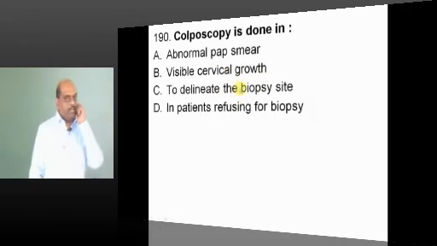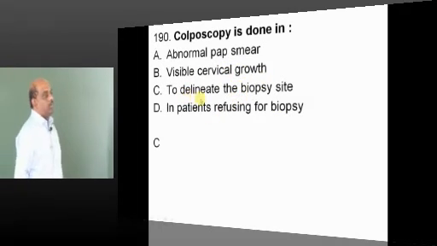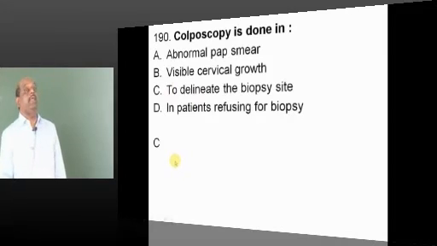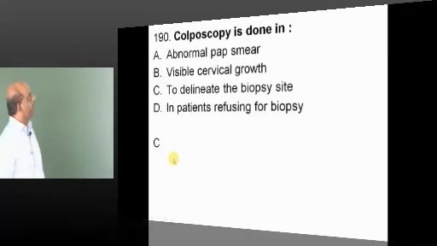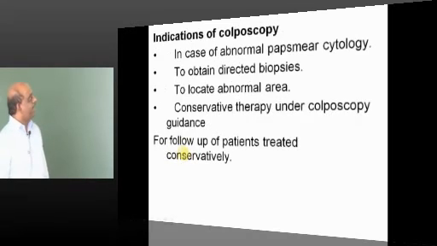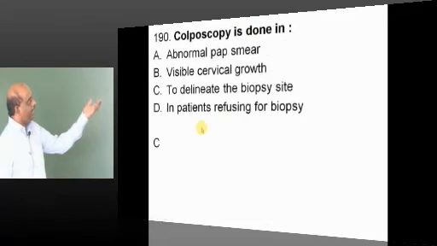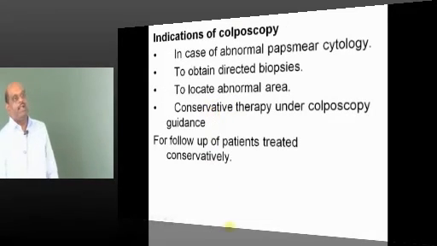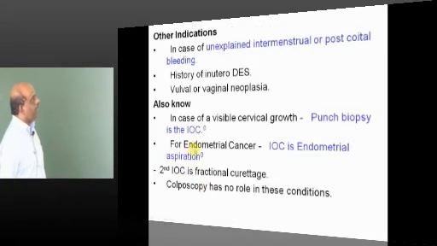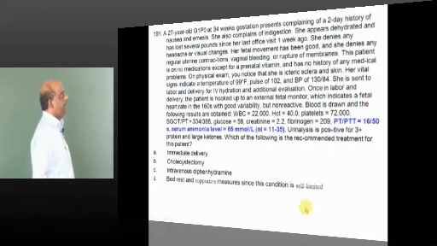Colposcopy, why do you do it, doc? Abnormal pap smear. A, sir. A and C, sir. I think multiple answers are right because abnormal pap smear is an indication for colposcopy, and also to delineate the biopsy site. Sorry for that question, more than one answer being right.